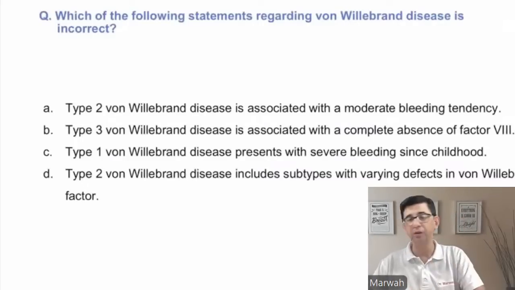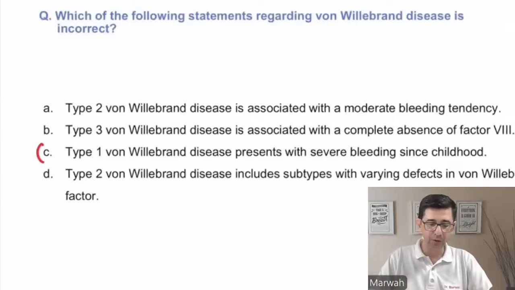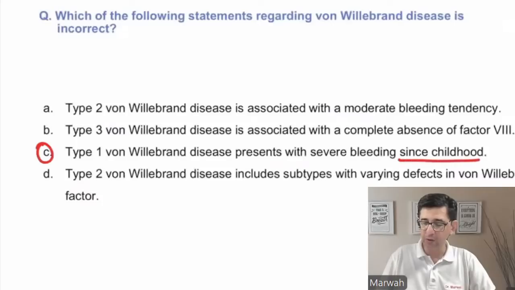Okay, doc. In this one, I'll answer C, because you don't have severe bleeding since childhood. I'd say the presentation is usually after 10 years of age.